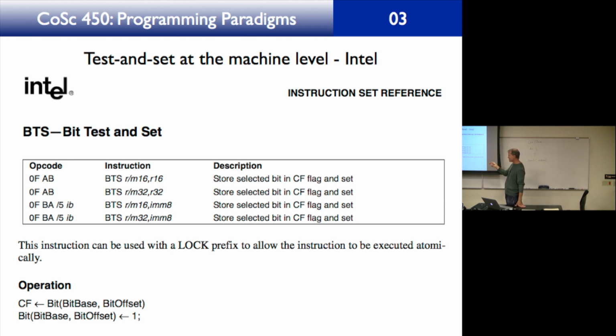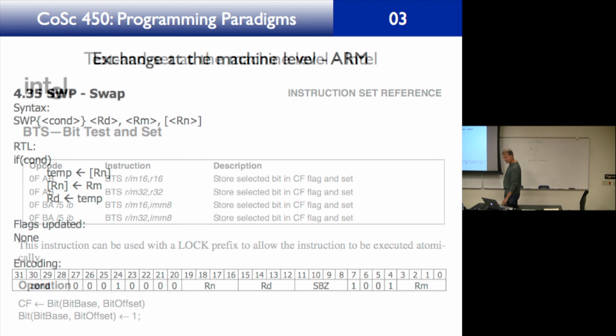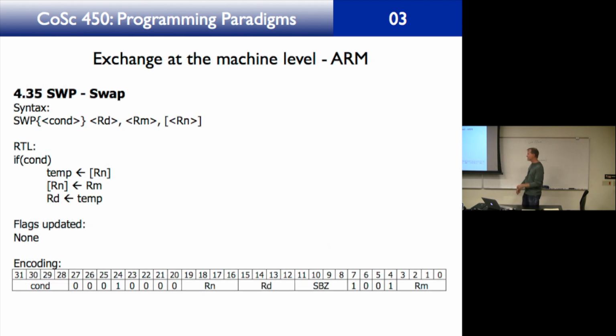And look, it even says, this is from the manual, this instruction can be used with a lock prefix to allow the instruction to be executed atomically. And the reason for it is so that at the hardware level you can do spin locks like that with atomic test and set. And not only that, here is an example of the ARM chip.